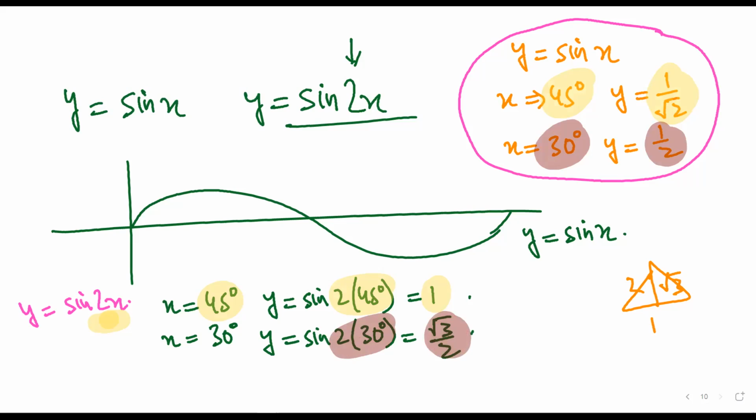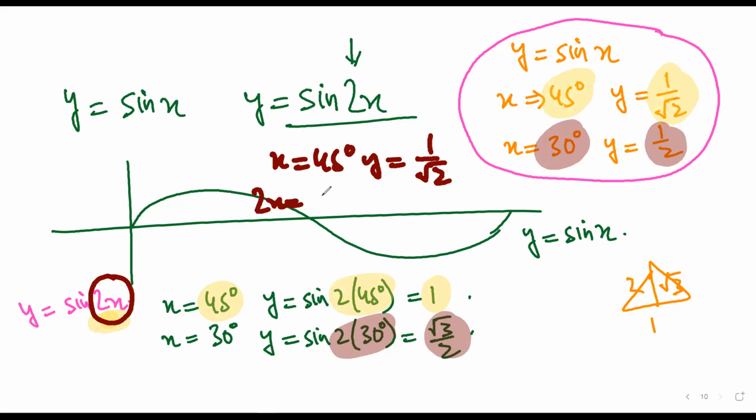What I'm trying to tell you guys is that for x is equal to 45 degree, y is equal to 1 by root 2. But here, due to this 2x, the 2x becomes 90 degree and y takes a value of 1. So basically, in this curve, y is equal to sin 2x, this is running faster than y is equal to sin x. This is what I'm trying to tell you guys. Is it making sense or not?